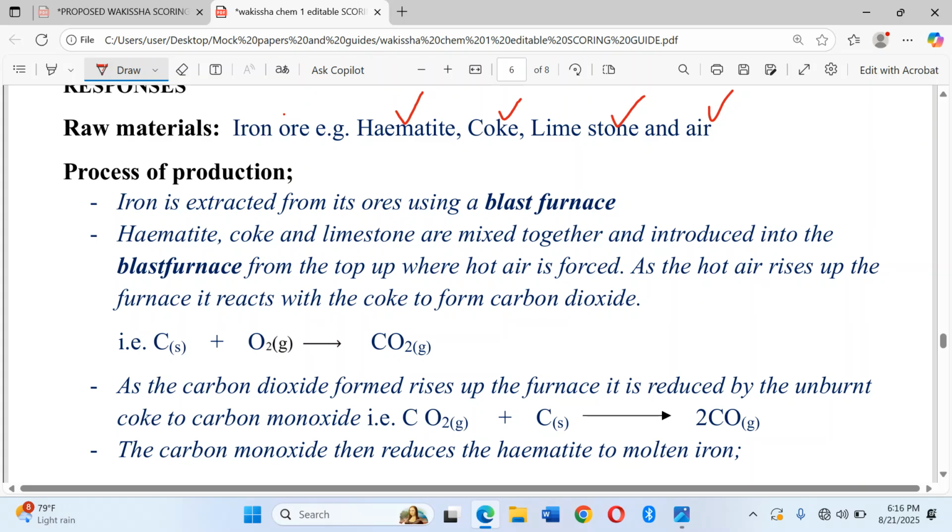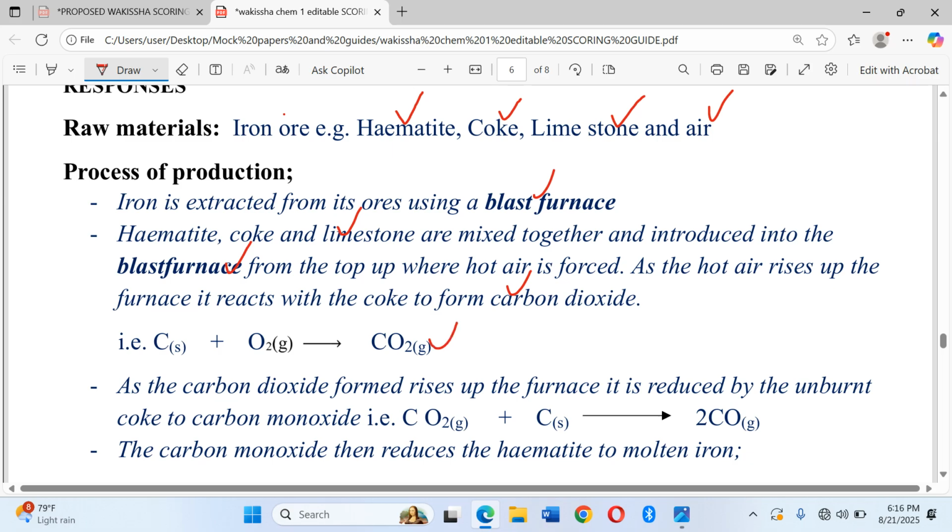So iron is extracted from its ore using blast furnace. That is a vessel that we use. So hematite, coke, and limestone, these raw materials, are mixed together and introduced into the blast furnace from the top where hot air is forced. As hot air rises up the furnace, it reacts with coke to form carbon dioxide. That is the chemical process that we are seeing here. And we have the coke, which is carbon, reacting with oxygen to form carbon dioxide.